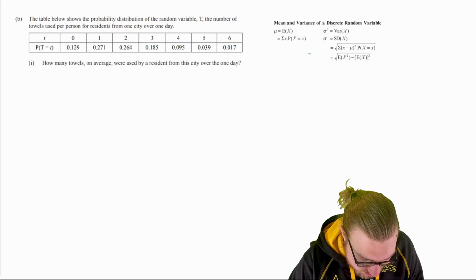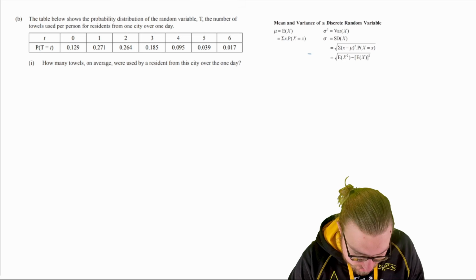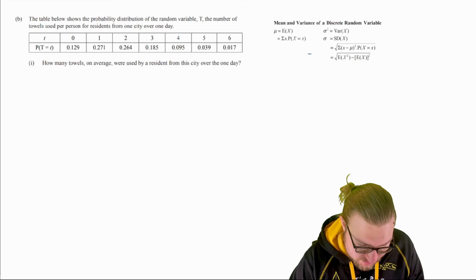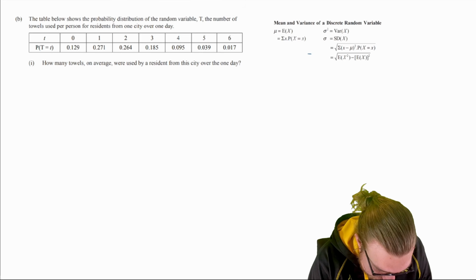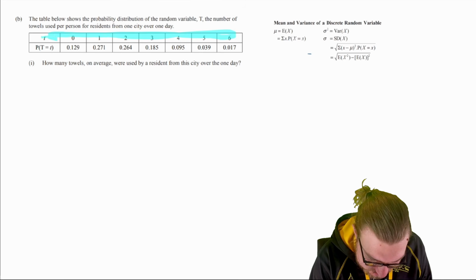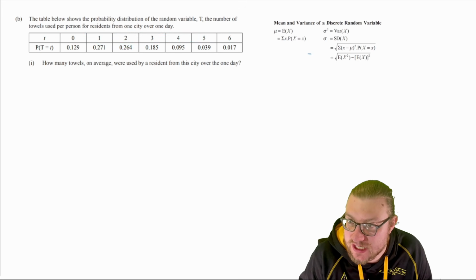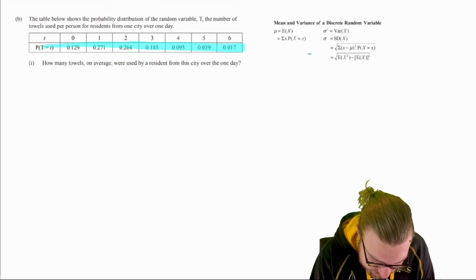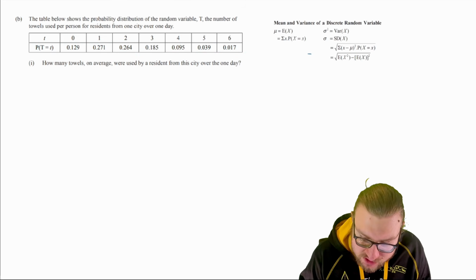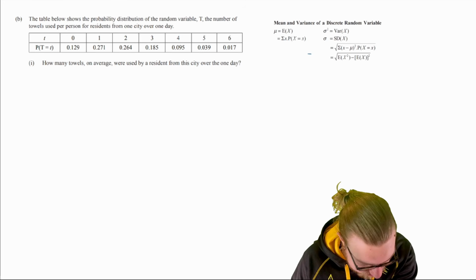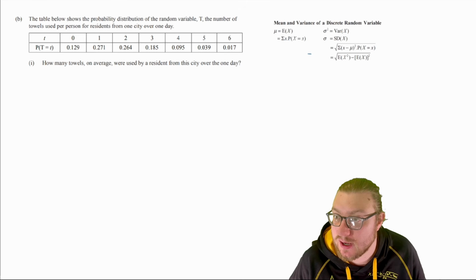The table below shows the probability distribution of a random variable t, which is the number of towels used per person for residents from one city over one day. So here at the top, we can see how many towels we have. Someone is using either 0 or 6, or anywhere in between, number of towels per day, together with the respective probability for each of those outcomes below. Now the question is asking us to get the average amount of towels that we need.